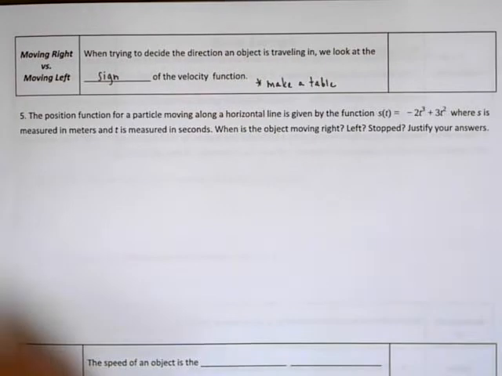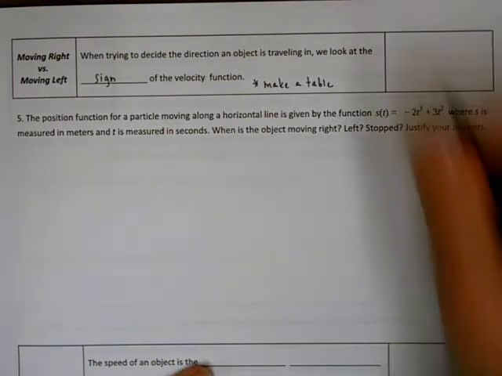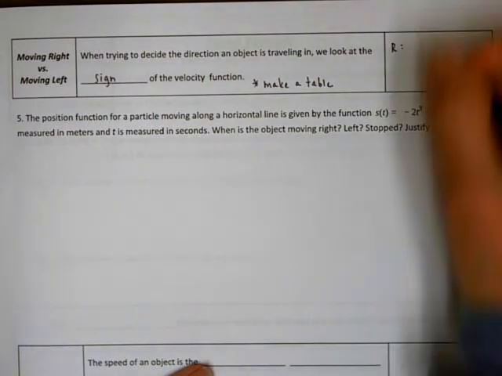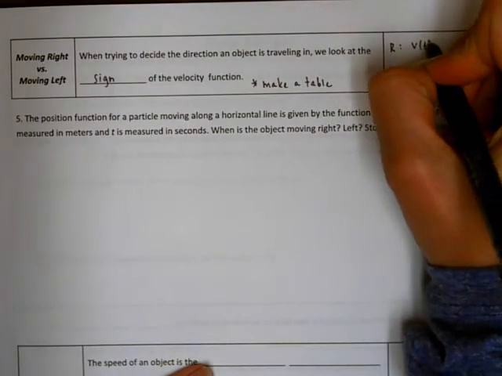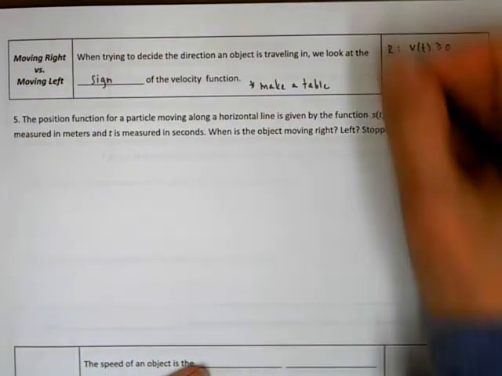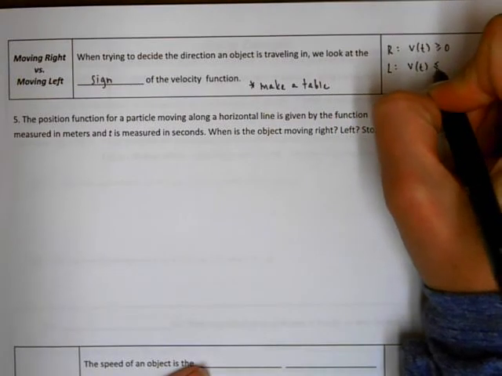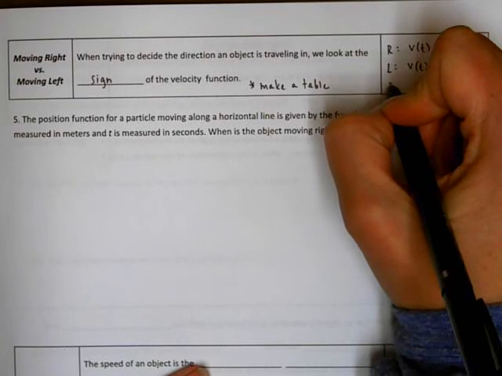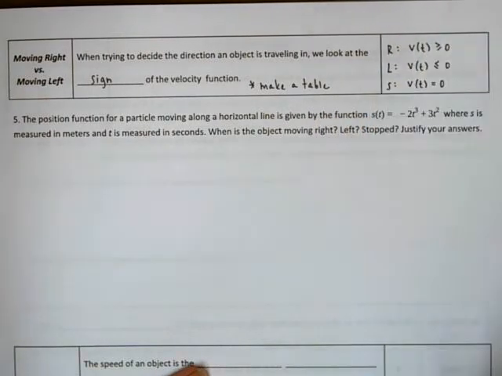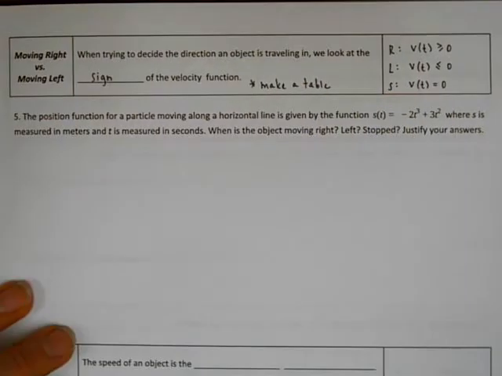And so I already alluded to this a little bit, but when we're talking about direction, for example, if I want to know where the particle is moving right, I'm looking for where velocity is greater than or equal to 0. If I want to know where it's moving left, we're looking for where velocity is less than or equal to 0. And if I want to know where it stopped, that's where velocity is equal to 0. So let's see how we're going to use all of that.